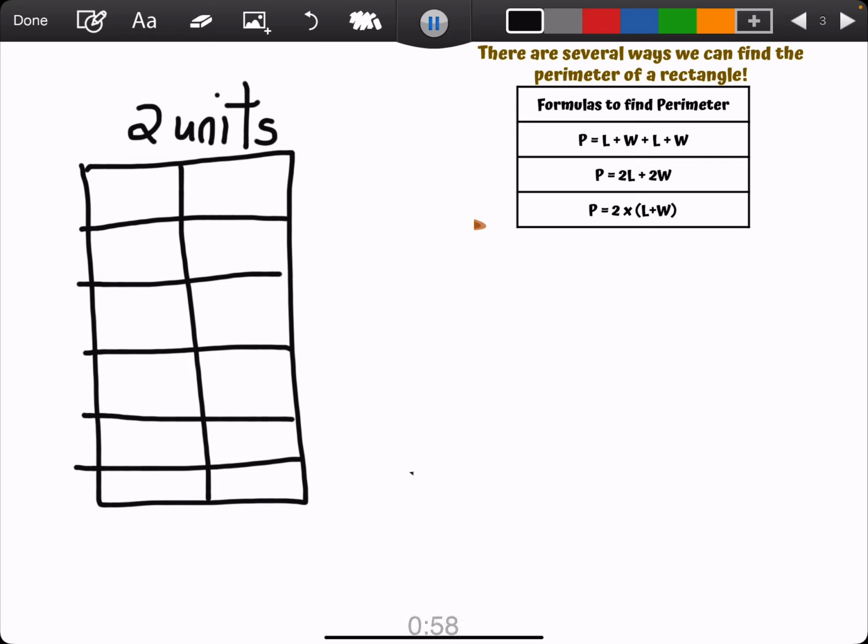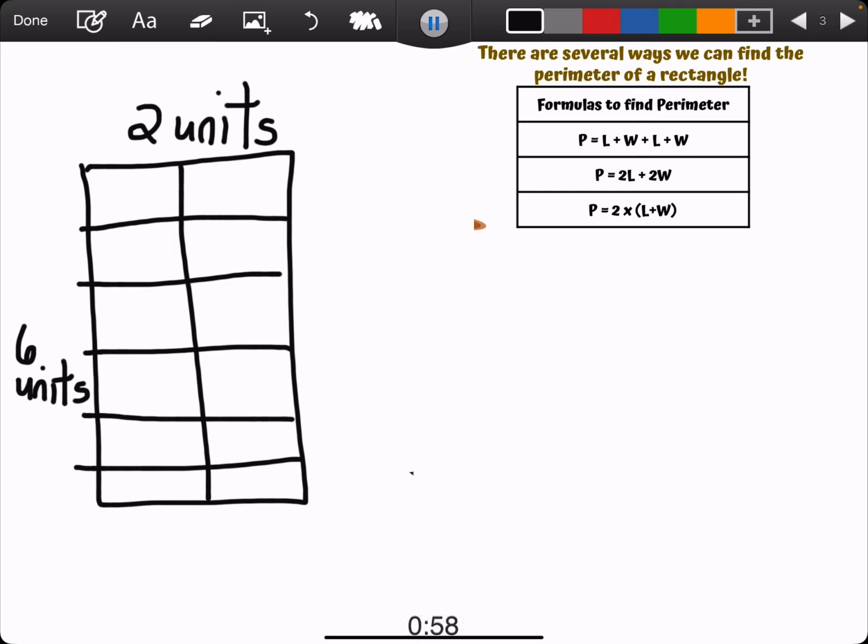And now how wide is it? It's 1, 2, 3, 4, 5, 6. It is 6 units wide, so I'm going to put over here 6 units. Now, to find the perimeter, we have to find the distance all the way around the shape. But I only have 2 units up on top and 6 units on the side. I don't have the units all the way around this shape.